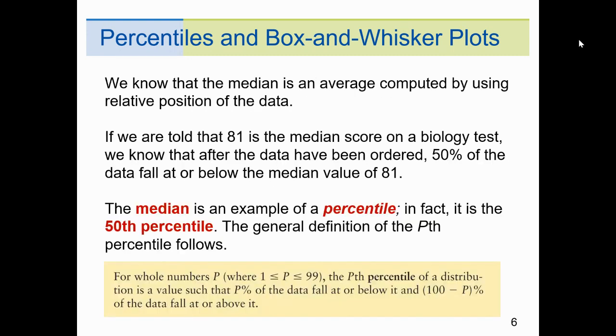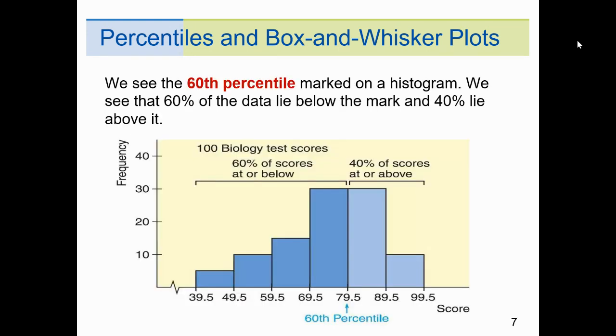We know that the median is an average computed by using relative position. Median is the middle number. If we're told that 81 is the median score of all biology tests, we know that after the data has been sorted, 50% of the data fall at or below the median, obviously 50% lie above 81. The median is an example of a percentile. In fact, it's the 50th percentile. Percentiles range from 1 to 99.